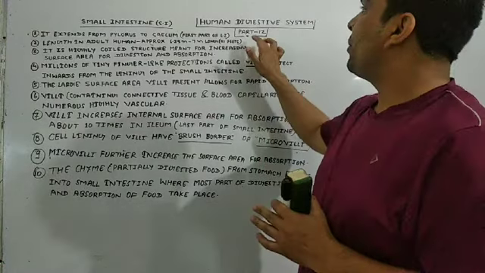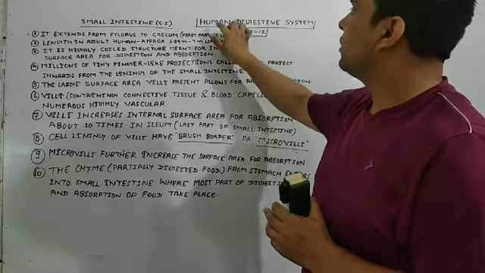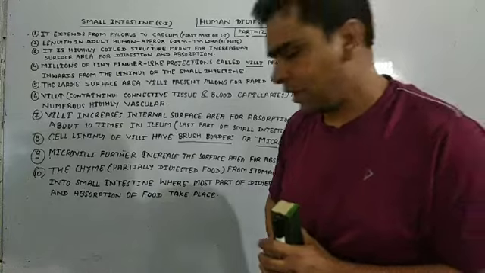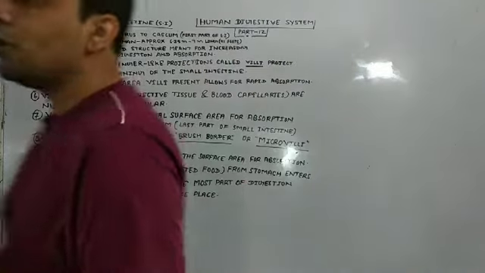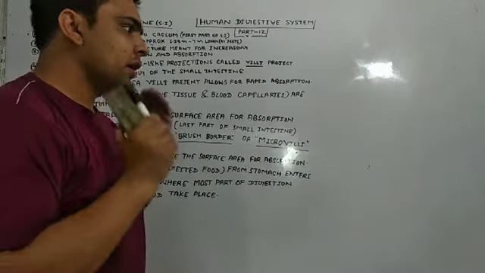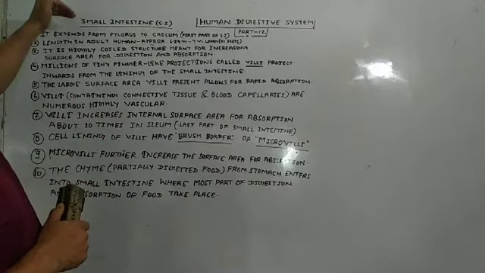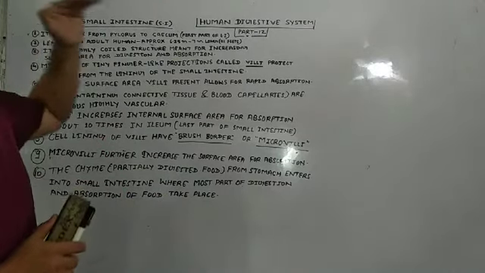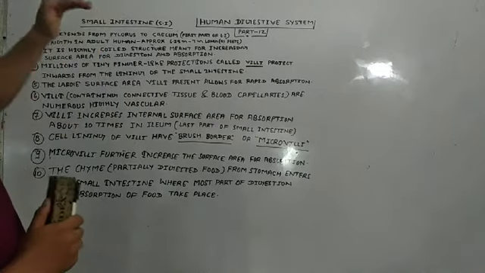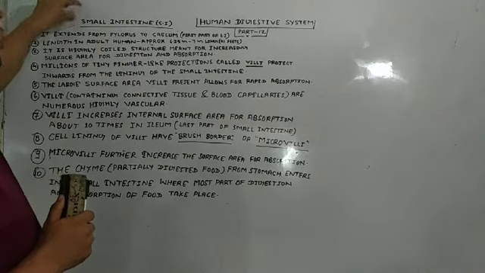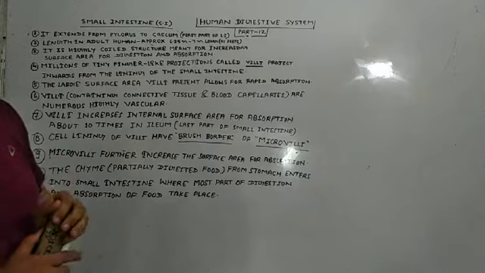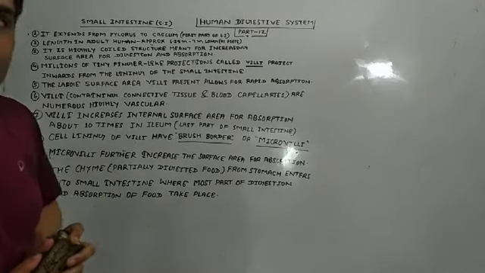And this is part 12 of our chapter Human Digestive System. We are studying human digestive organs, and in this order, today we are going to study a very important part of our gastrointestinal tract, which is the small intestine. So let's start without delaying.